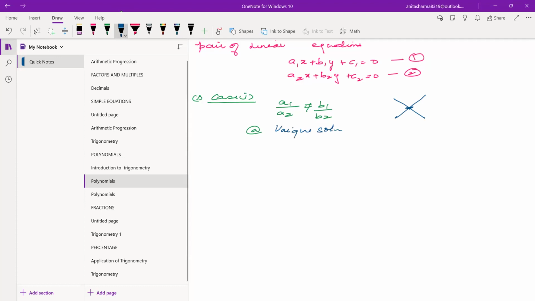What do you mean by unique? Means one solution. Second, lines will be intersecting. And third, if a solution is there, then the system is said to be consistent.